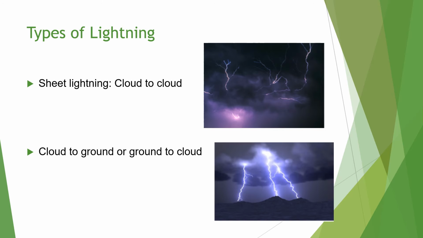Okay, so there are different types of lightning. Sheet lightning is an example of charge imbalances from cloud to cloud, so between clouds. And cloud to ground or ground to cloud lightning is exactly what it says. That's when there is a huge imbalance between charges from the cloud to the ground or the ground to the cloud.